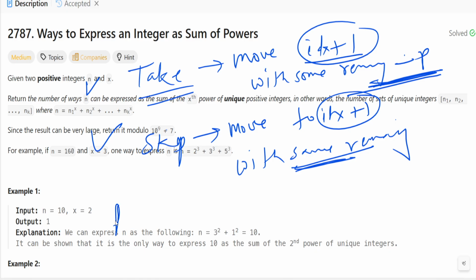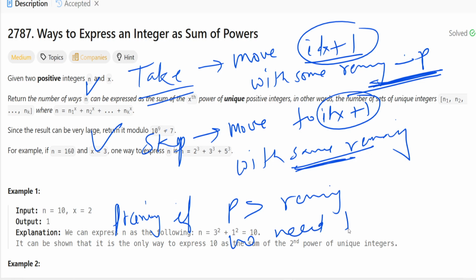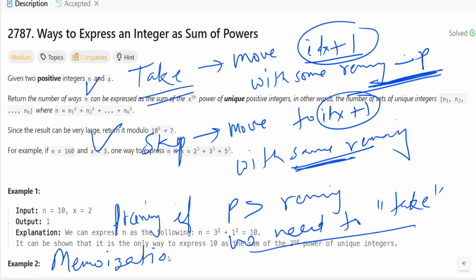What about the pruning? When we do pruning, it means what? If p is greater than remaining, no need to take, correct? When we are doing pruning, we don't need to take it. It means we can do memoization now, right? Memoization will do.